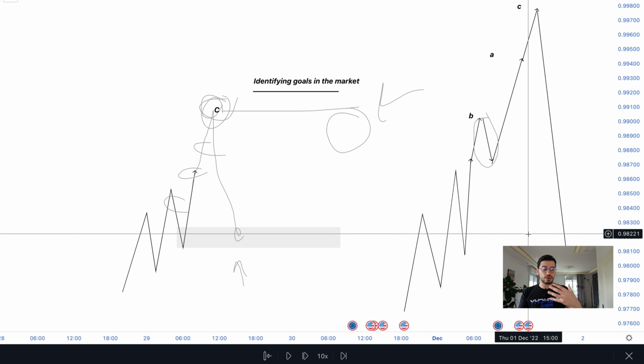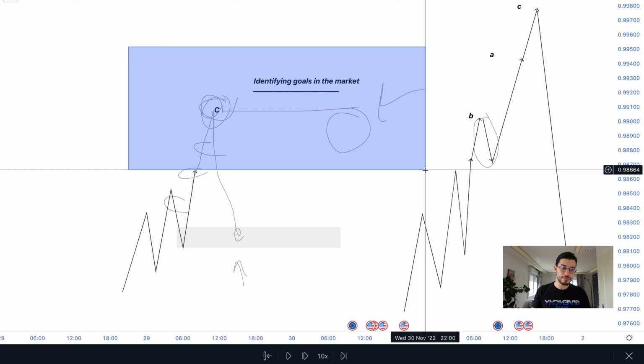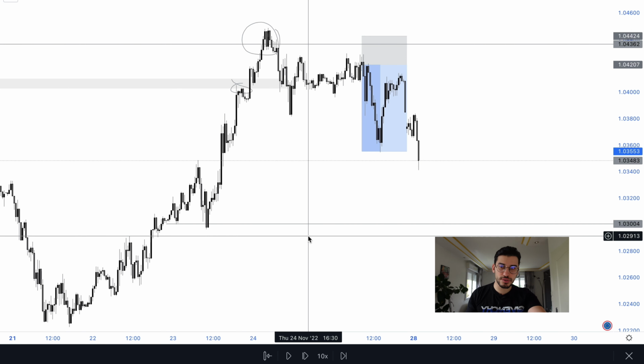So let me try to give you just a little hint, or just some lessons on how I choose my goals. So guys, one of the ways that I identify goals in the market, actually the only way, is by looking at liquidity graphs. So I'm waiting for the market to get into a stop loss area. This is it.